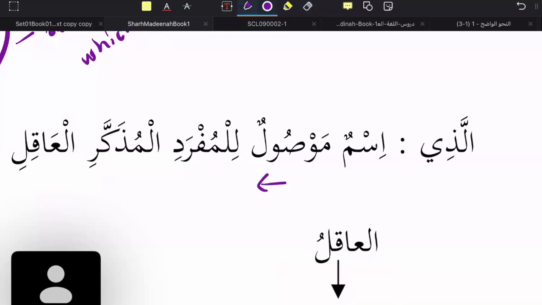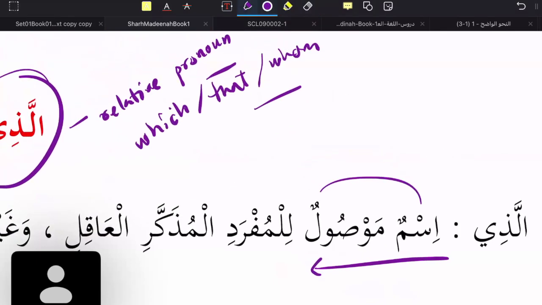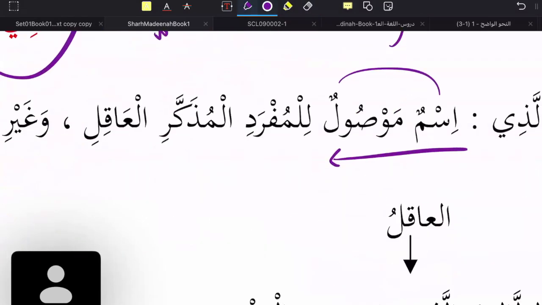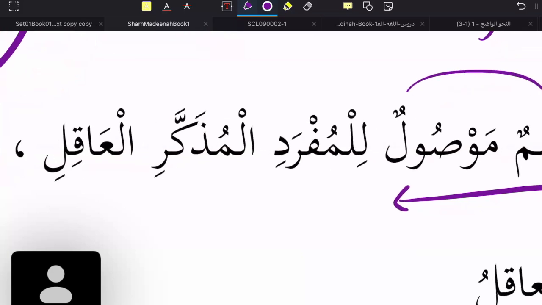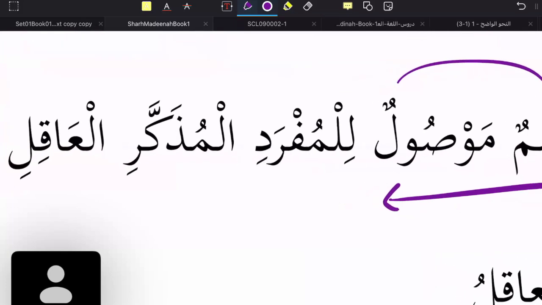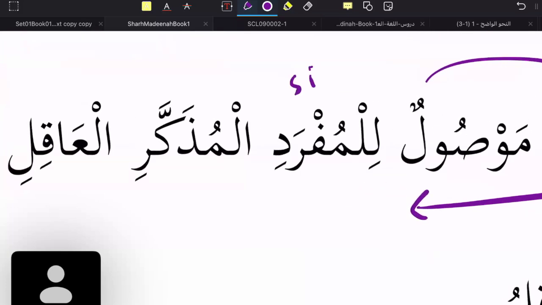Ismun mawsul means the relative pronoun. Okay, relative pronoun. Lil mufrad. So now it's going to be a similar issue to what we had with hada and hadihi. We have to know whether or not we can use alladhi for every single situation. So he's going to tell you how to use it. So it is for lil mufrad, so it is for singular. We cannot use alladhi for plural.